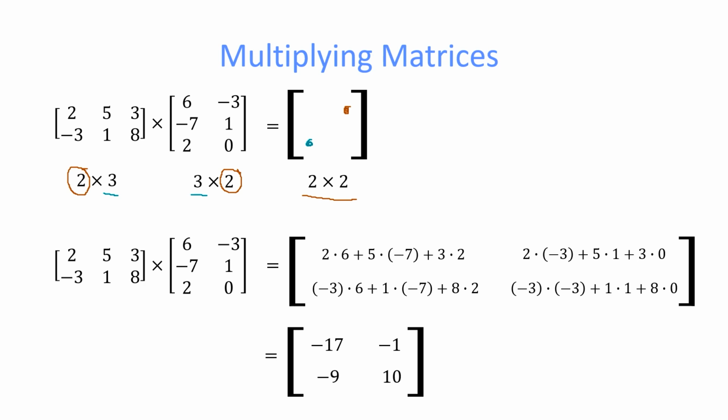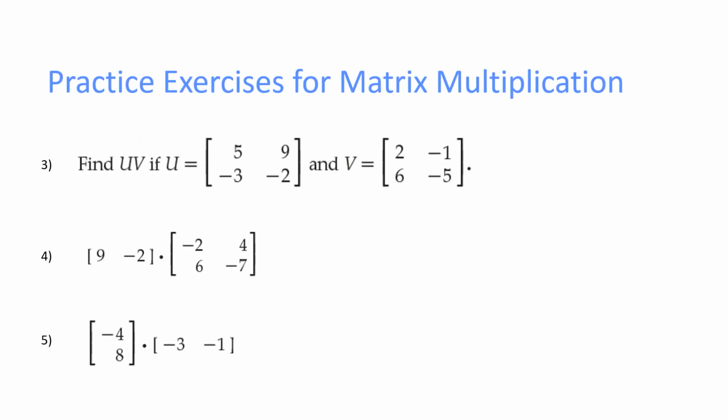So always be sure that the matrices have the right dimensions, so you can actually multiply them together, and then you just multiply the respective parts of each of the matrices. Just remember, you are multiplying a row by a column. Here are 3 practice exercises for matrix multiplication. Be sure that you can multiply them, that they have the right dimensions, and feel free to pause the video now, and then you can find the solutions at the end.